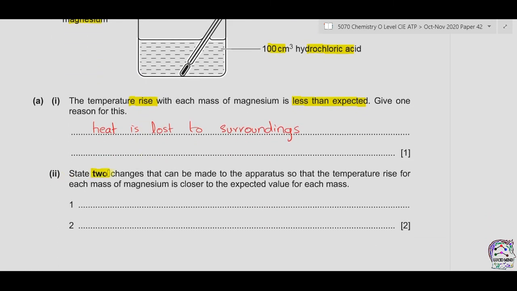Part 2. State 2 changes that can be made to the apparatus so that the temperature rise for each mass of magnesium is closer to the expected value for each mass. Again, as the heat was lost to the surroundings, we can cover the apparatus or we can use a lid. Or you can also write that we can use a closed container instead of an open container. Second thing is that instead of a beaker you can use a polystyrene cup or insulating material.